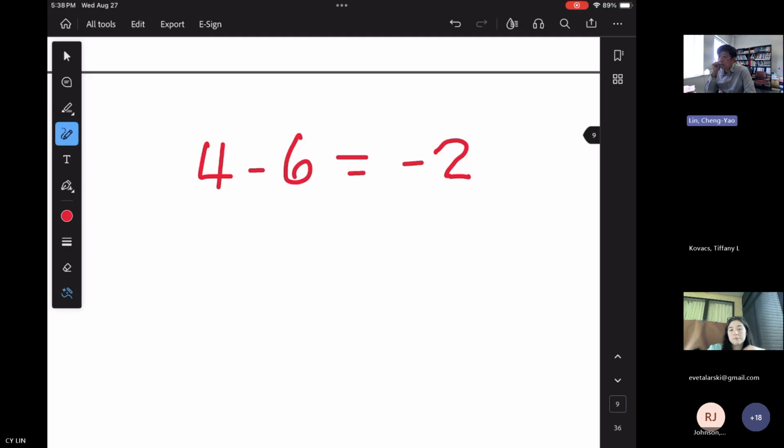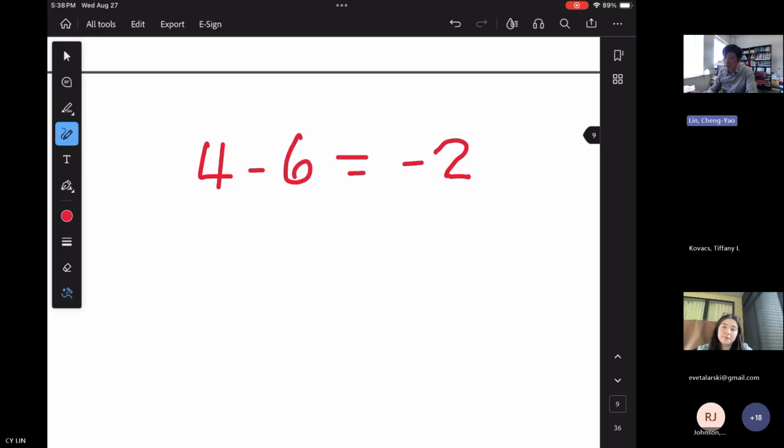Then for negative 2, can I tell the student a story? Let's say I have $4 in my pocket. And then I want to buy an expensive Starbucks, $6. I know this Starbucks is $6 right now. It's very expensive. Do I have enough money? I have only $4 in my pocket. I don't have enough money for a $6 coffee, right? So how much money don't I have enough of?